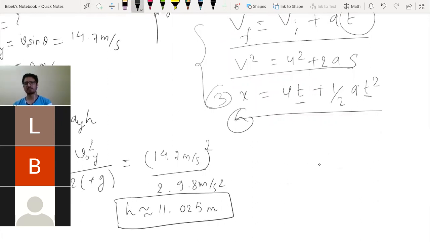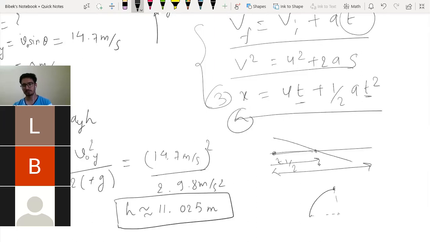And for the time, I think the probable mistake is you took the total time, from here to here. So that's the total time. But you need to take the half time because you are going from here to here, the projectile coming from here to here. So that would only be 1.5 seconds, right? Yeah, this would give you a wrong answer. So you have to take half the time of the flight. Okay, cool. Thank you.